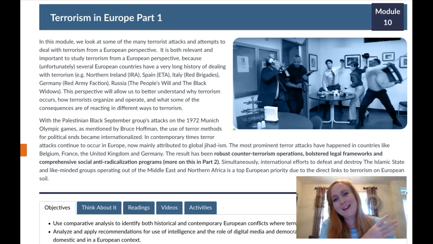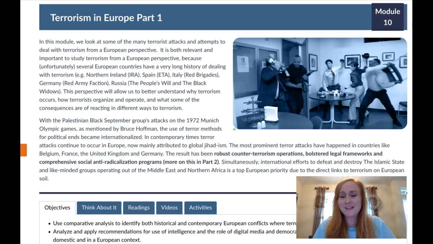So we're leaving behind tactics and all the different ways that attacks can occur from terrorist actors, and we're moving into terrorism occurring in a different part of the world. So for Modules 10, 11, and 12, we're going to be studying terrorism in Europe, Part 1, 2, and 3. Now I want to take this moment to say a special hello to my European Studies majors that have enrolled in this class. You've been anxiously awaiting this material to get deeper into it.